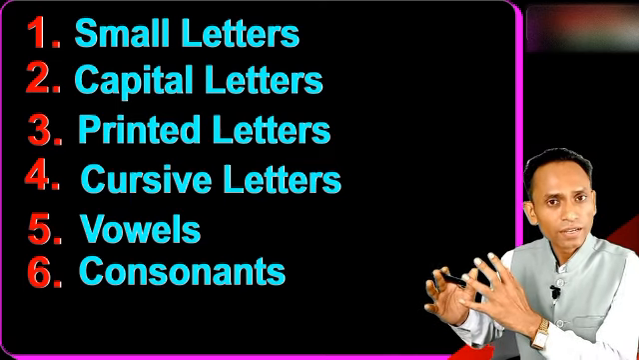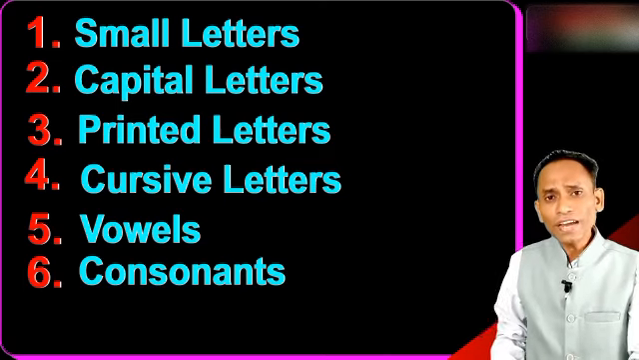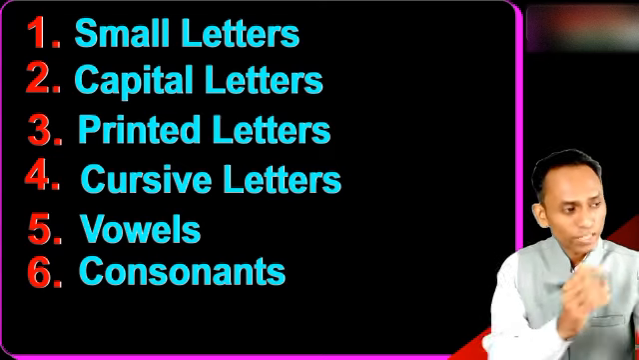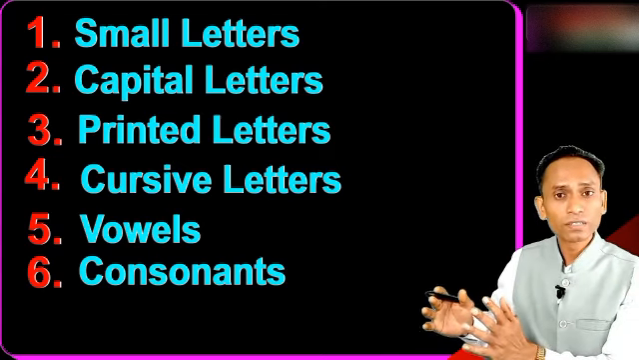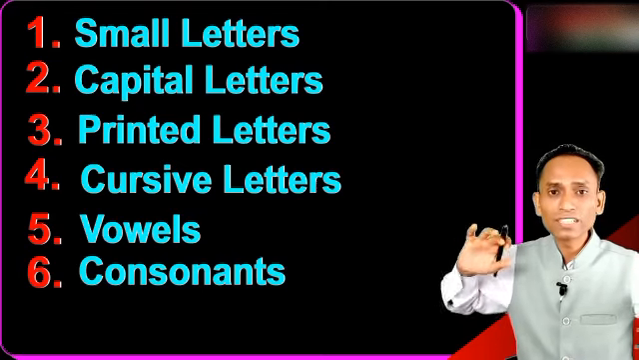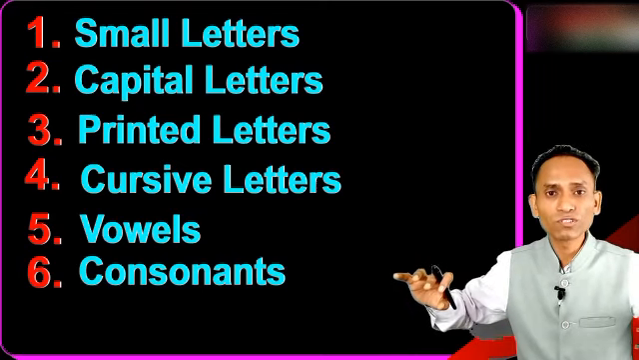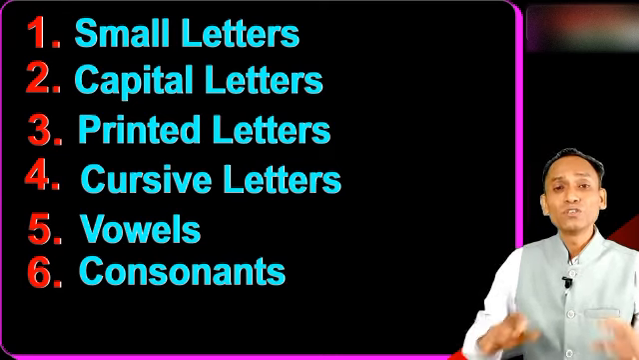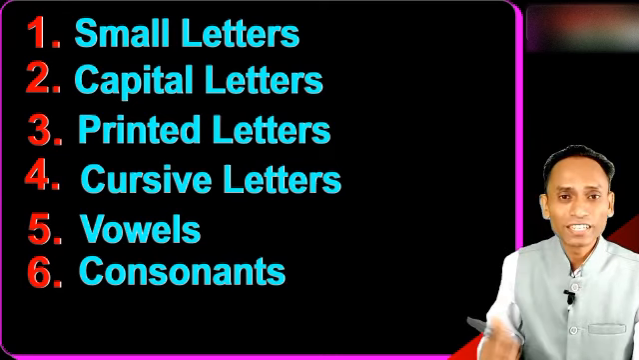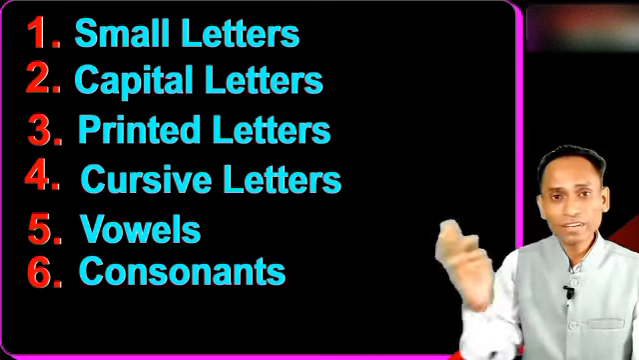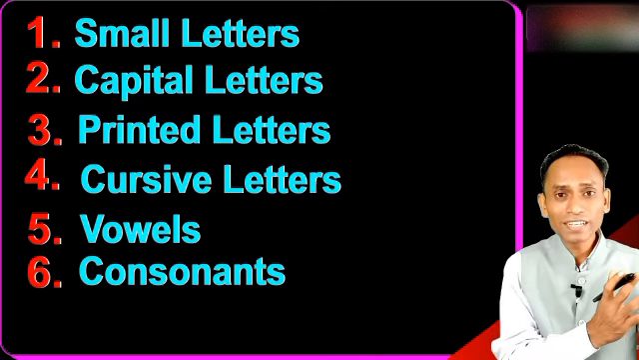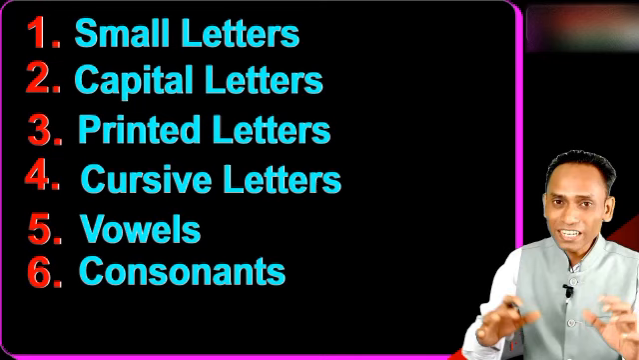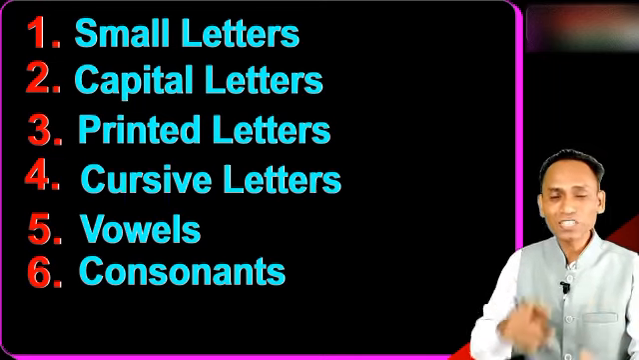Then the second thing is, why are these letters divided into two major groups, vowels and consonants? What is the major difference between vowels and consonants? Which are the vowels, which are the consonants? Right? And why do we have two different writing styles, printed writing and cursive writing? Why is this so? Let's understand all the things in this class one by one.